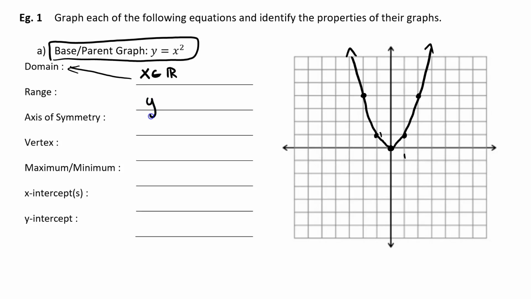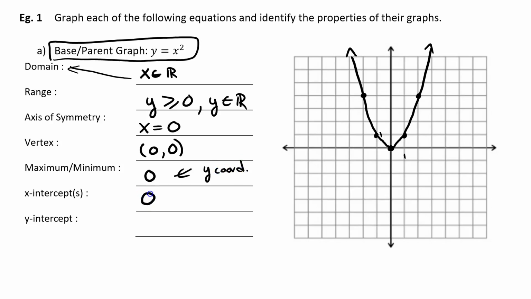The range is y is greater than or equal to 0. And you can also put in for good measure y is also an element of the reals. It means that it belongs to the set of all real numbers. The axis of symmetry we can see right here is x equals 0. It's really important that you state that as an equation. The vertex here is going to be 0, 0. The maximum or minimum point is going to be 0. Okay, that's a y coordinate.